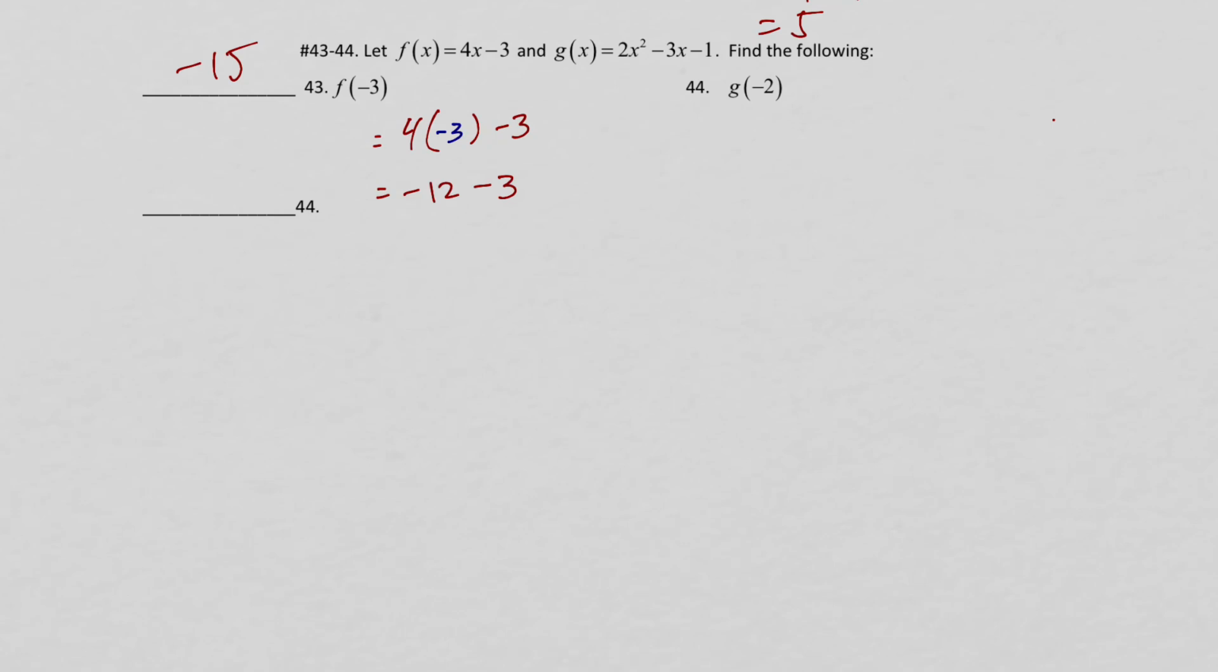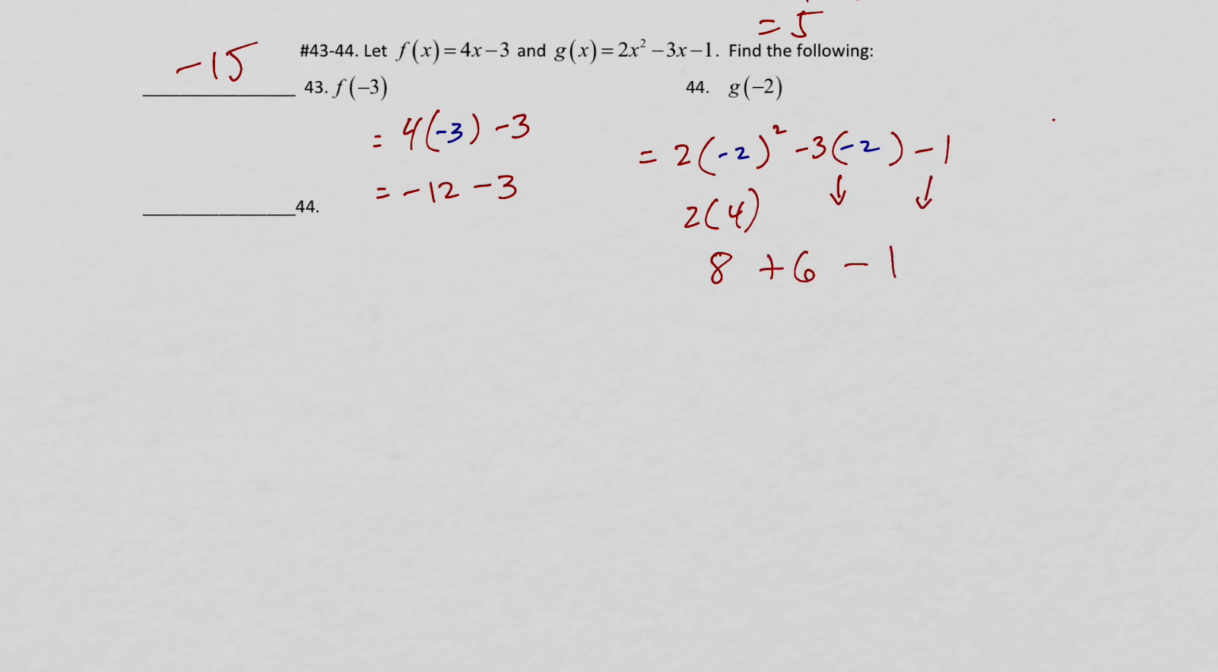To find g of negative 2, I'm going to plug in, here's my g function, negative 2 for x here. So I have 2 times x squared minus 3 times x minus 1, and x is negative 2. So this square turns into a 4, which is an 8. And then this is plus 6, and then minus 1. 14 minus 1 is 13.